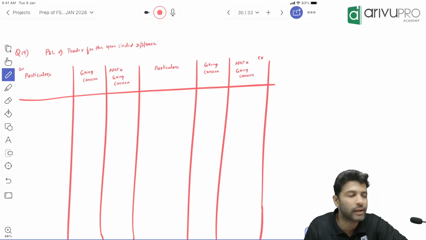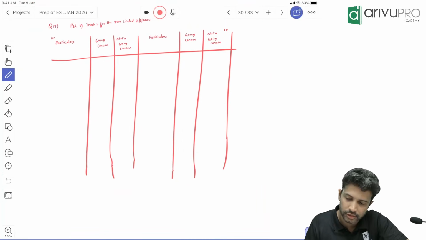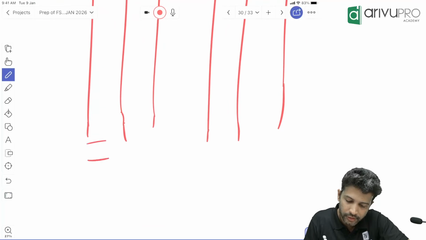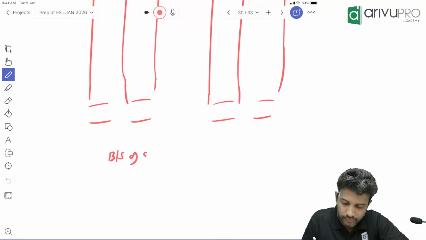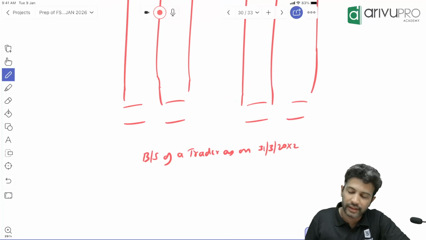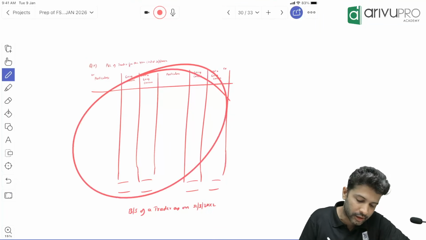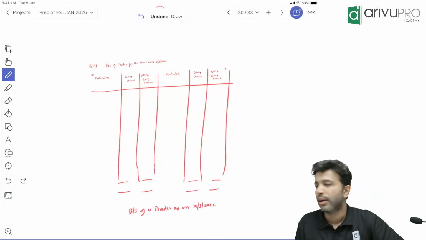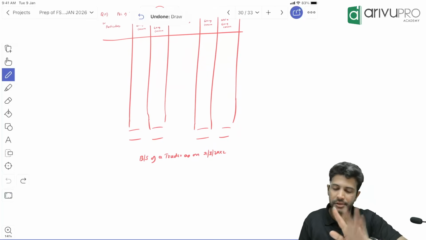Have all of you made the P&L format? Balance sheet format also the same in two cases, when it is a going concern and when it is not a going concern. Maybe I'll write it here. Balance sheet of a trader as on what date? 31st March 20x2. You can leave 8 to 10 lines and then make this. For a trader, we can use T-shape format. For a partnership firm, this is acceptable. Only for a company, follow the Schedule 3 format. For sole proprietor and partnership firm, you can follow this.